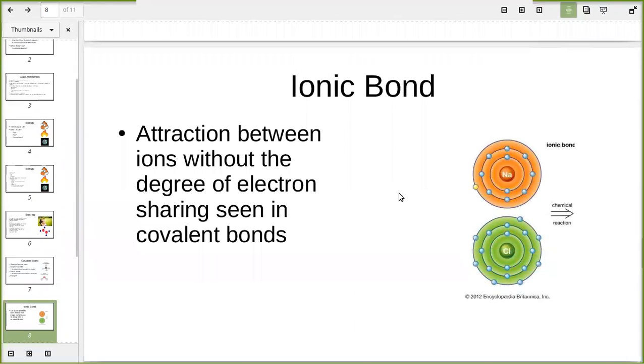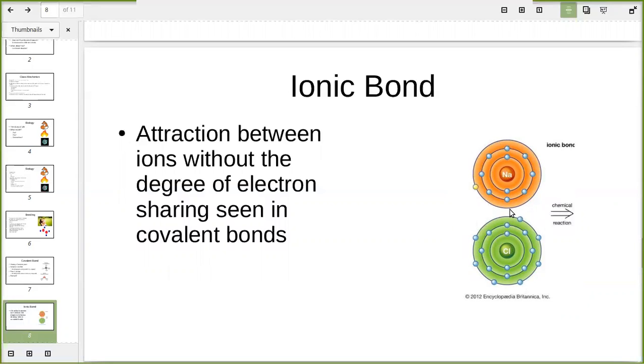Ionic bond. An ionic bond is kind of a different degree, kind of the opposite of a covalent bond. It's attraction between ions, but there really isn't as much sharing of electrons as seen in covalent bonds. What it typically boils down to is you have an atom such as sodium, and this sodium has a lone electron in its shell, and this shell is very unstable because this electron is just here by itself. It wants to go somewhere else.